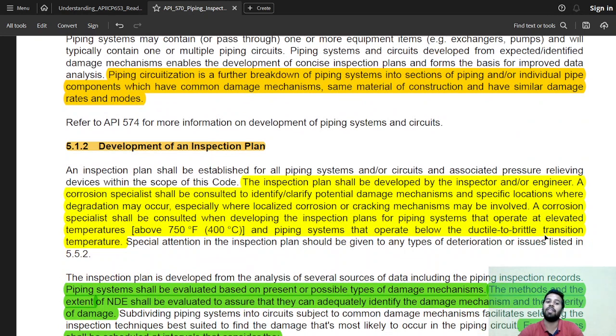API 574 will give you much more detail about how to do piping circuitization. We'll talk about this when we get to API 574.